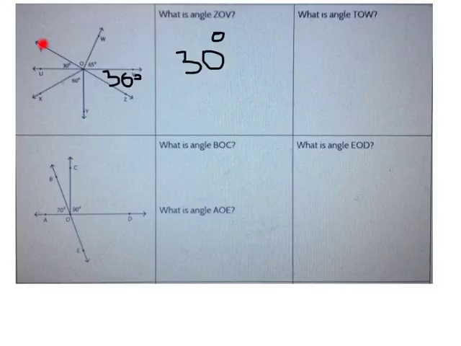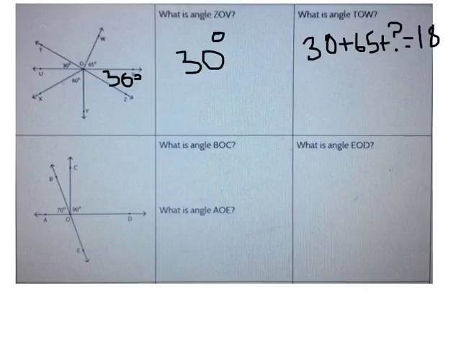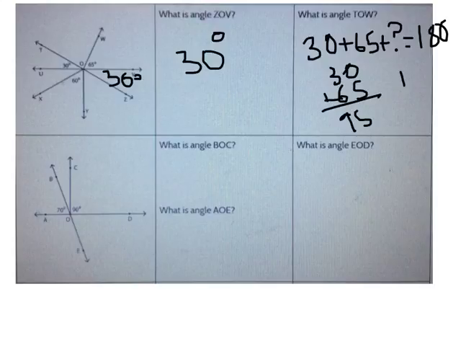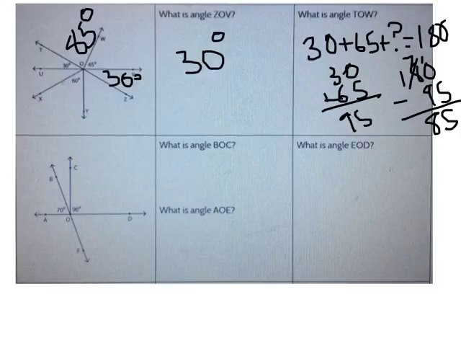Using the strategies we used in the last problems, solve for angle TOW. Well, I know that TOW is on a straight line. So 30 plus 65 plus TOW is equal to 180. 30 plus 65 is 95. 180 minus 95 is equal to 85. So angle TOW is 85 degrees.